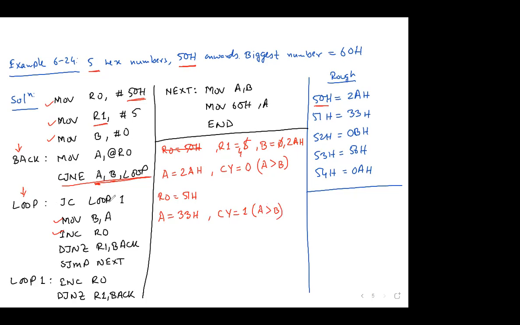Again, we'll come over here. Carry will be 0 because your accumulator is greater than B, because A contains 33H and, as you can see, your B contains 2AH. So definitely accumulator is bigger. Sorry, accumulator is bigger or smaller? Sir, destination, accumulator is bigger, sir. No.